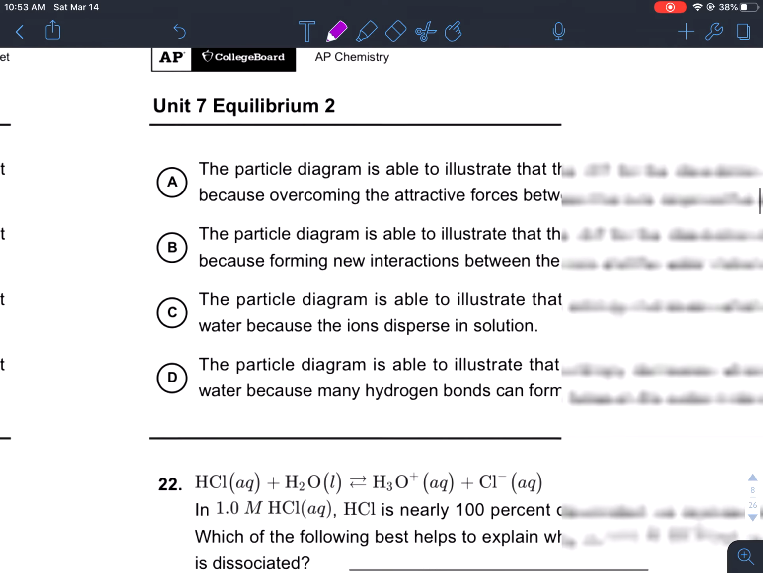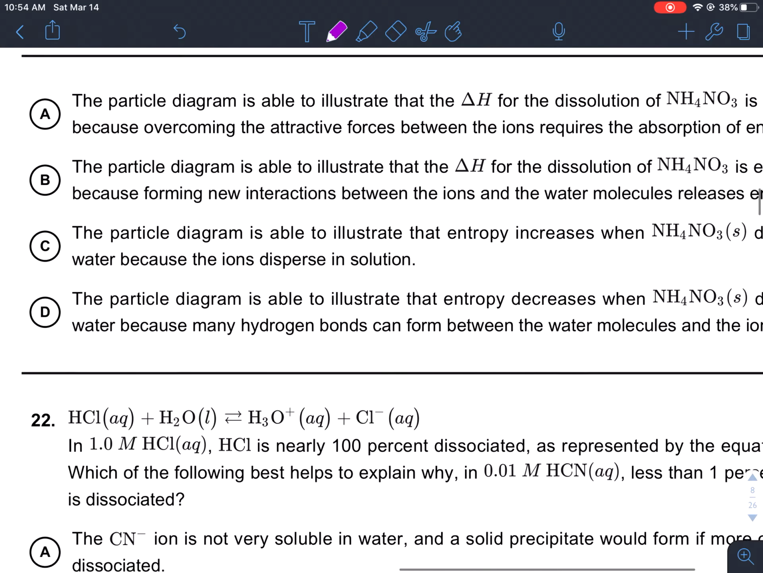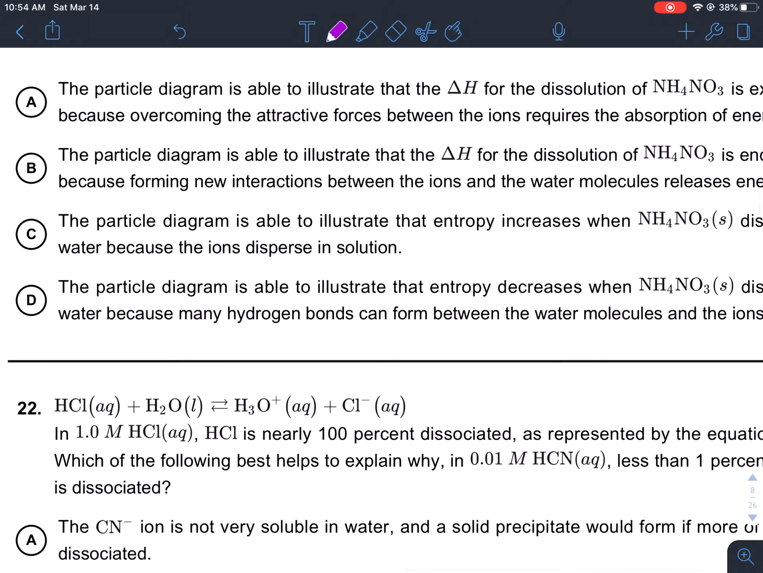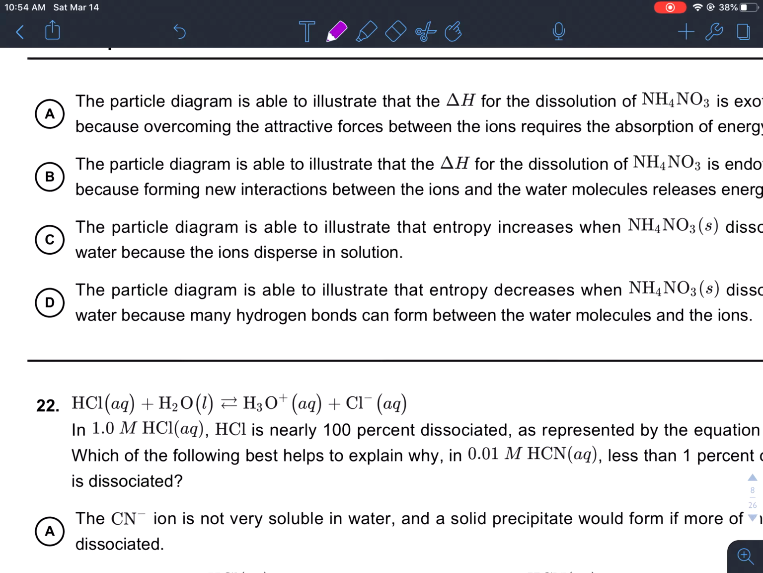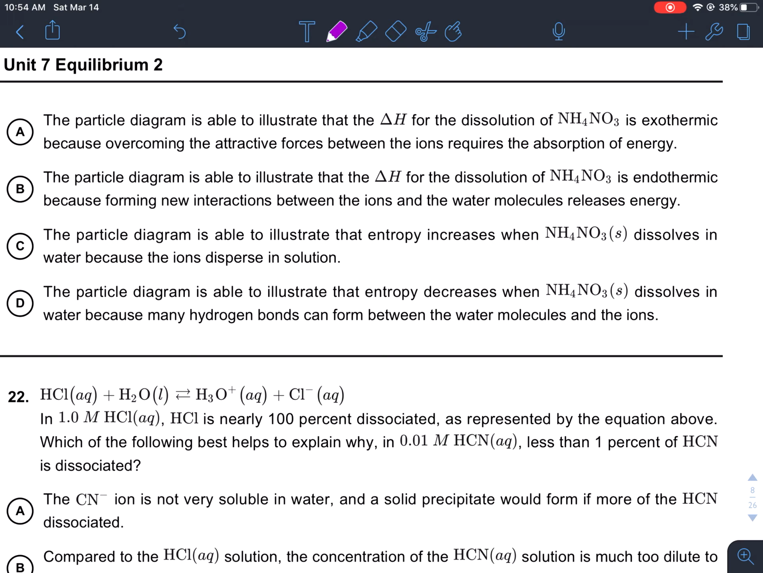So what is this showing? The answer is C. The particle diagram is able to illustrate that entropy increases when ammonium nitrate dissolves in water because the ions disperse in the solution. It's showing the breakdown of the ammonium nitrate, which is what it does.